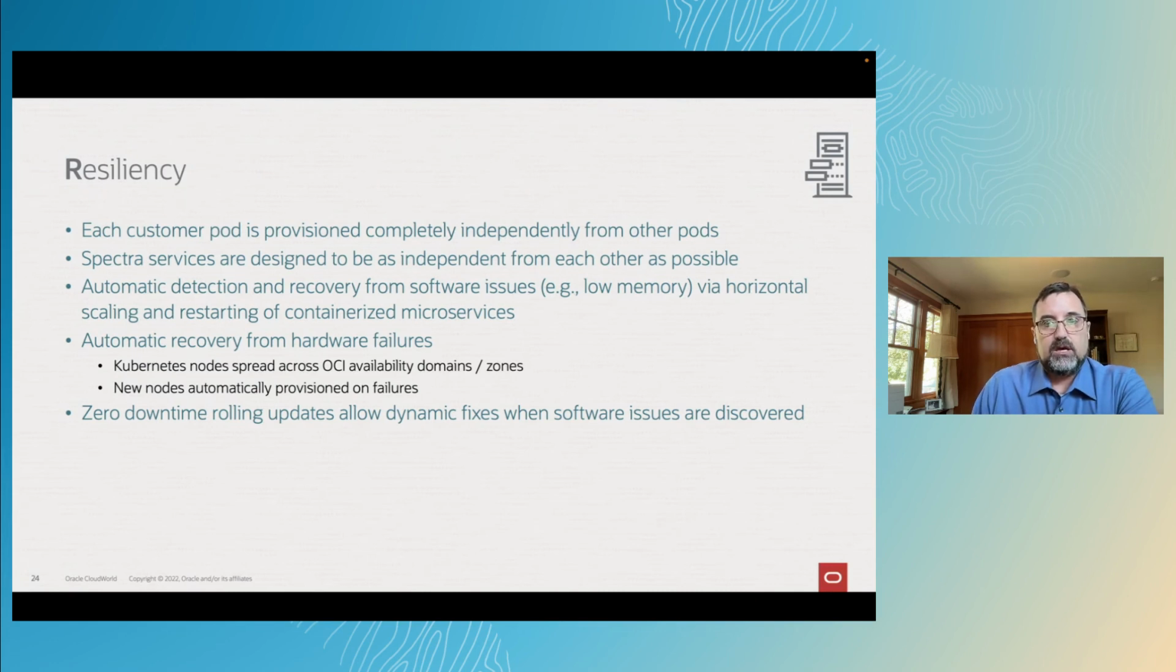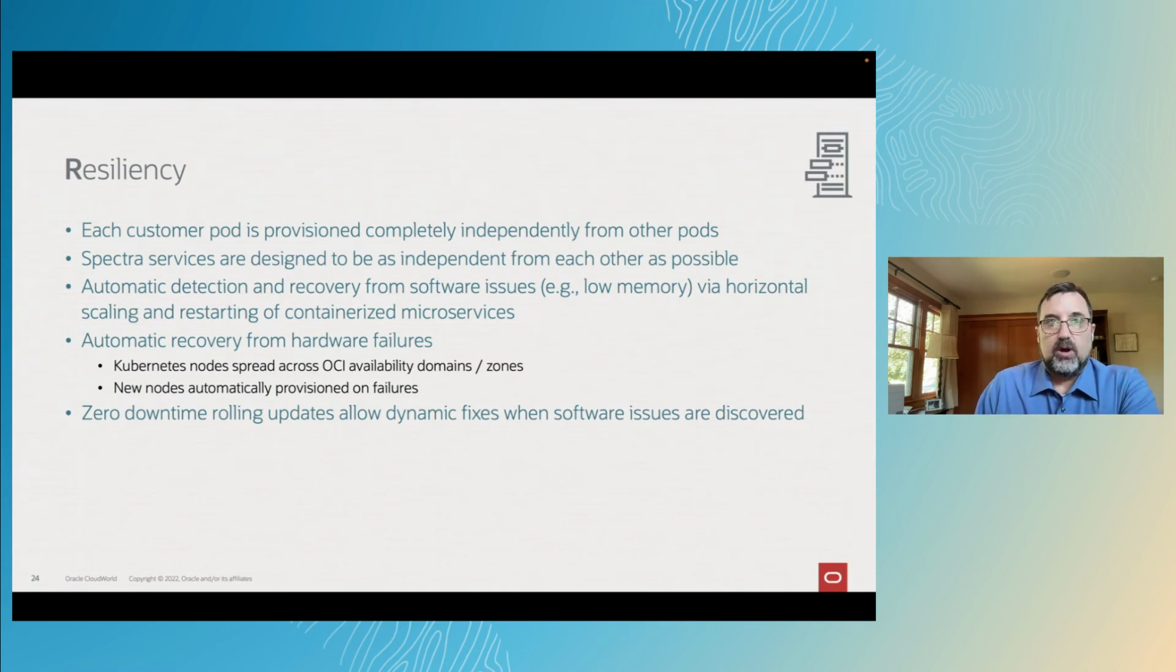And similarly, we take advantage of OCI's availability domain zones that would solve if there was a hardware failure. If you had a server that failed, Kubernetes nodes are going to be spread apart. We'll automatically restart a node if it fails. If a whole availability domain, which could be a rack or it could be a full data center, fails, similarly, OCI has built in that infrastructure to deal with that failure.